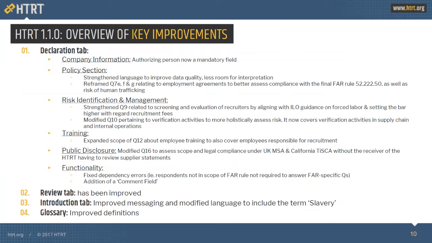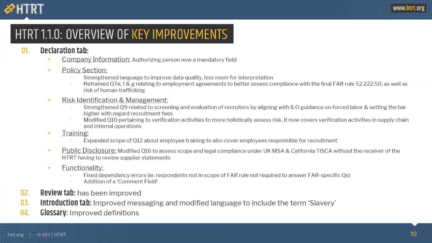This is a good opportunity for me to quickly run through some of the key improvements that have been made by the Development Committee as part of the latest review of the HTRT. Most of the improvements have been made to the declaration tab itself, which is the one completed by suppliers. The biggest change is the strengthening of questions and language so that the template better assesses risk and also potential compliance and non-compliance with relevant legislation. Questions around policy, around risk identification and risk management, and around training and public disclosure have been strengthened to better capture the data that companies need to be collecting.